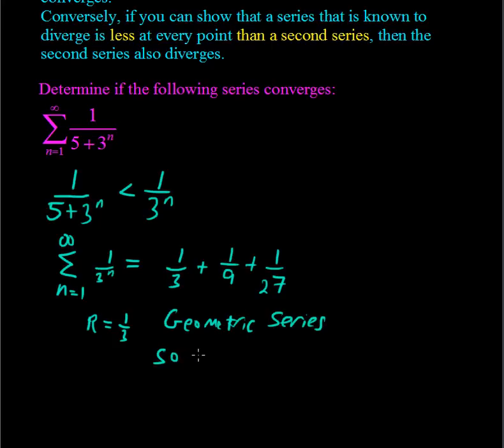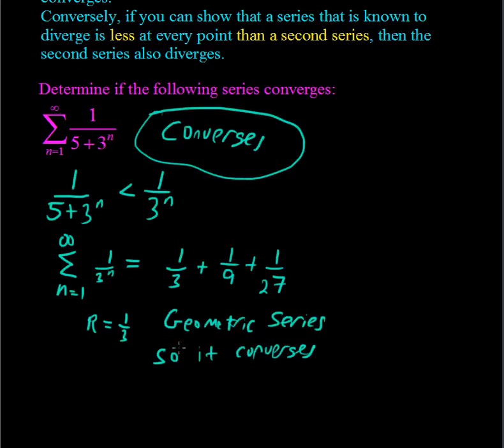And then the final part of this is, since the series 1 over 3 to the n converges, then 1 over 5 plus 3 to the n would also converge, because this series is always lower at every point than that series. That's because the denominator of this one is larger than the denominator of that one. So we know that this series converges, and it converges by the direct comparison test. So there we go. That's our work. There's our logic.